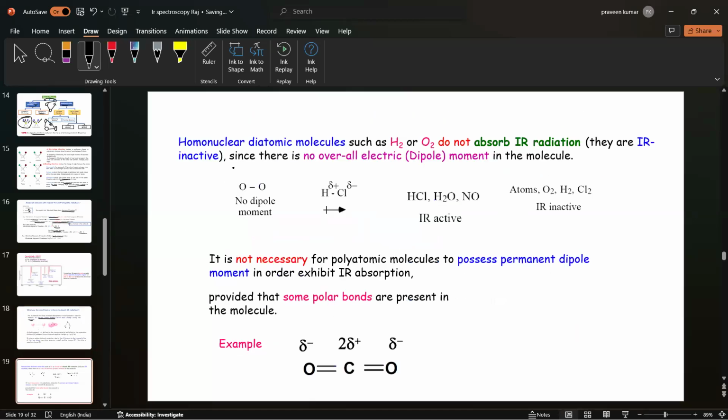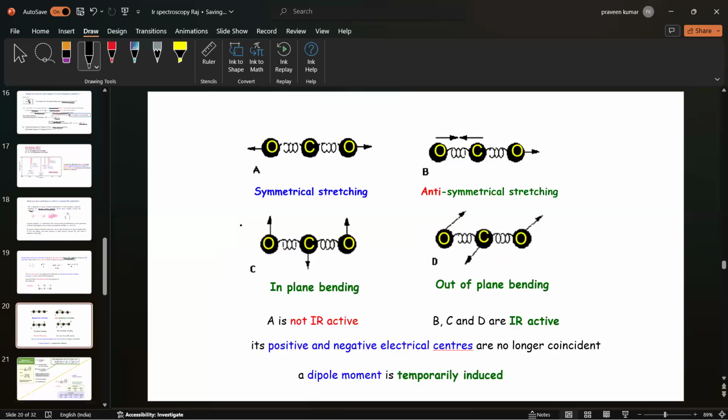In homonuclear diatomic molecules, these do not absorb IR radiation because of the lack of the dipole moment. Some of the polar bonds can absorb. So these are symmetrical stretching, anti-symmetrical stretching, in-plane bending, out-of-plane bending, etc.